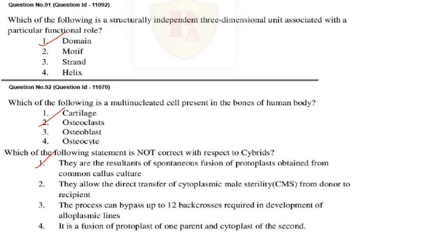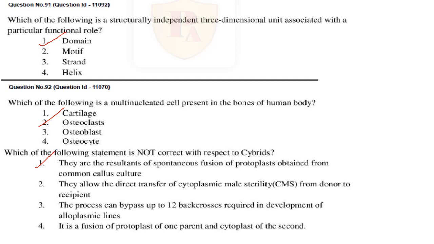Next one. Which of the following is a multinucleated cell present in the bones of the human body? They are called the osteoclast. Answer is option 2. Then which of the statements is not correct with respect to cybrids? They are the resultant of spontaneous fusion of protoplast obtained from common callus culture. That is not correct. So the first statement itself is not correct.